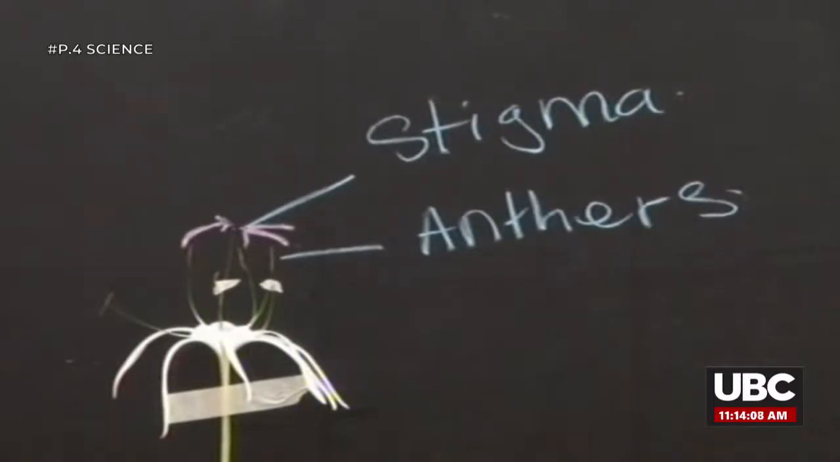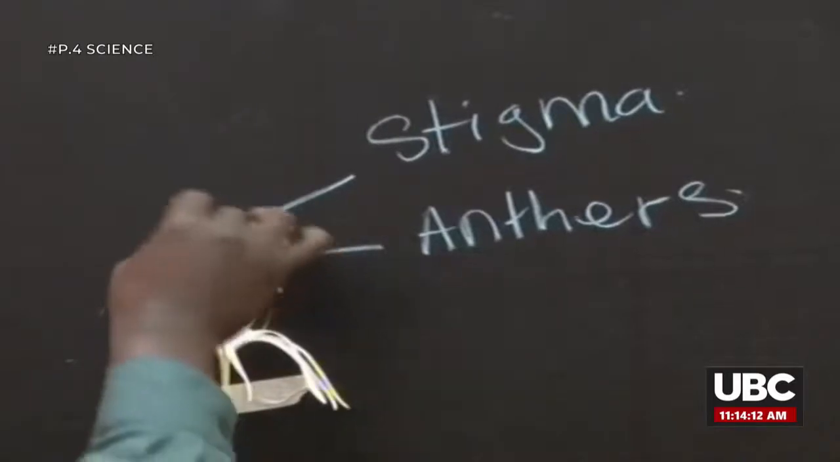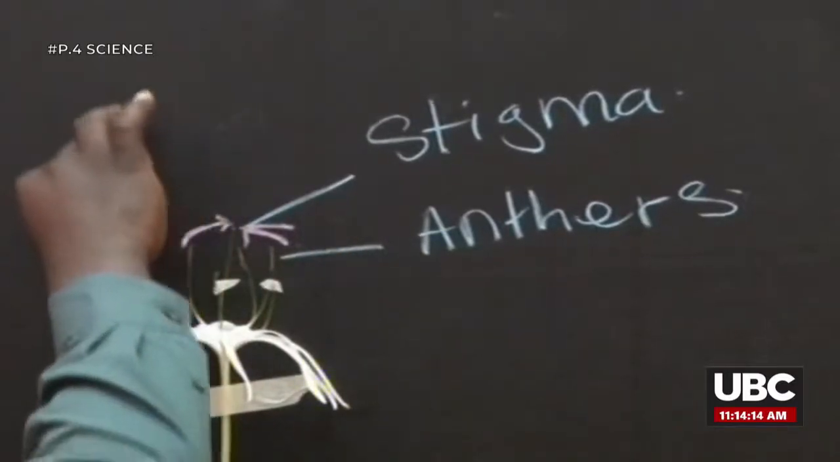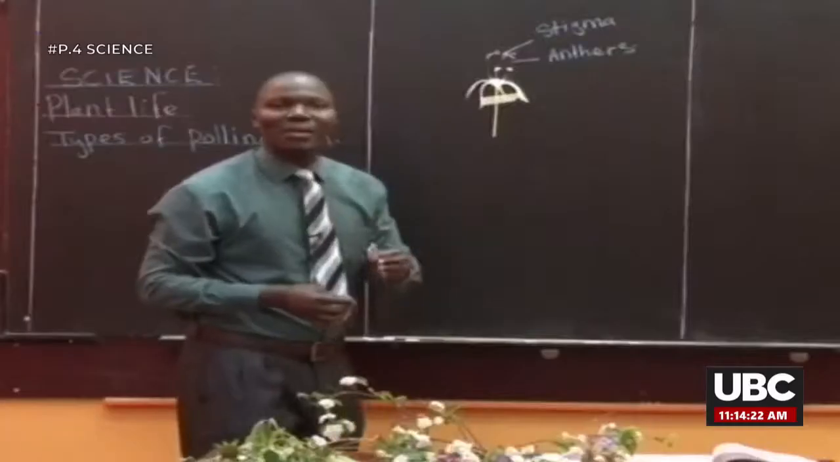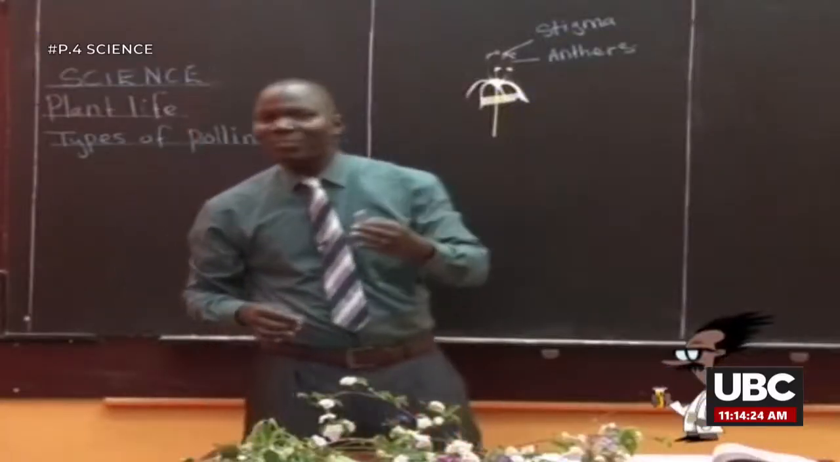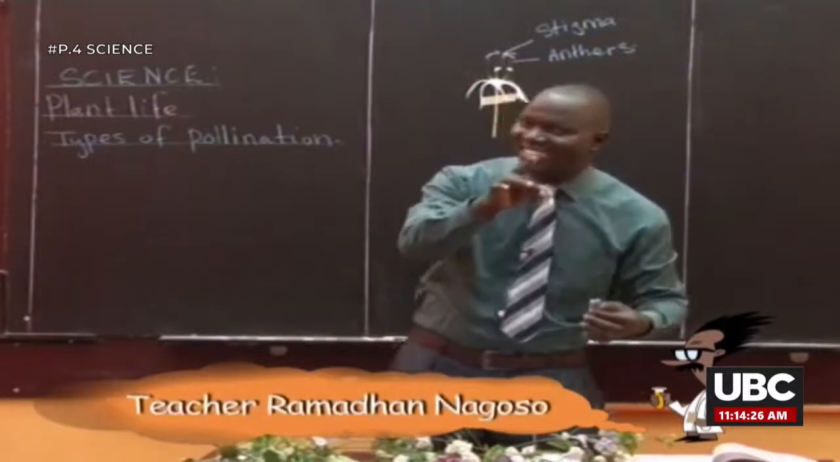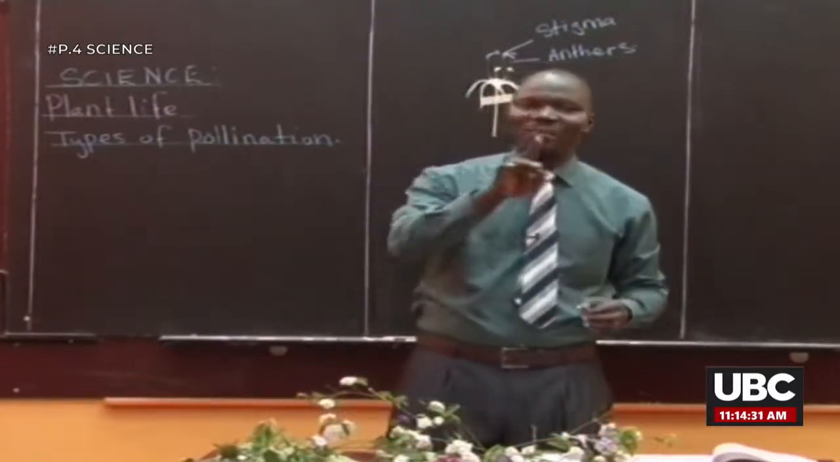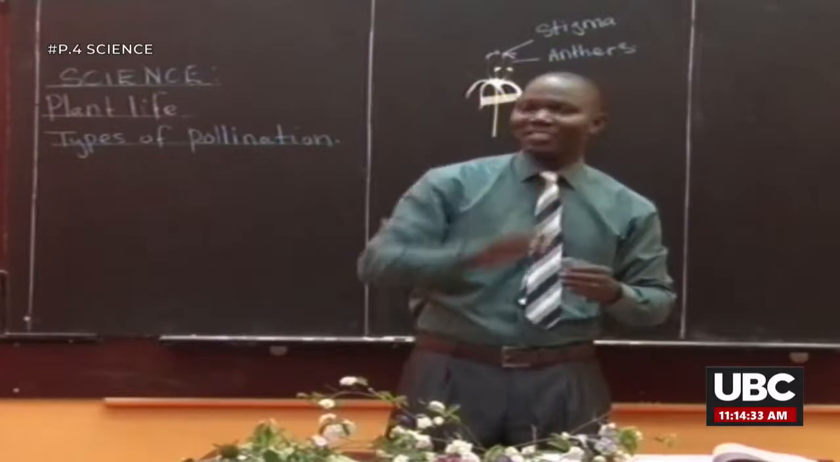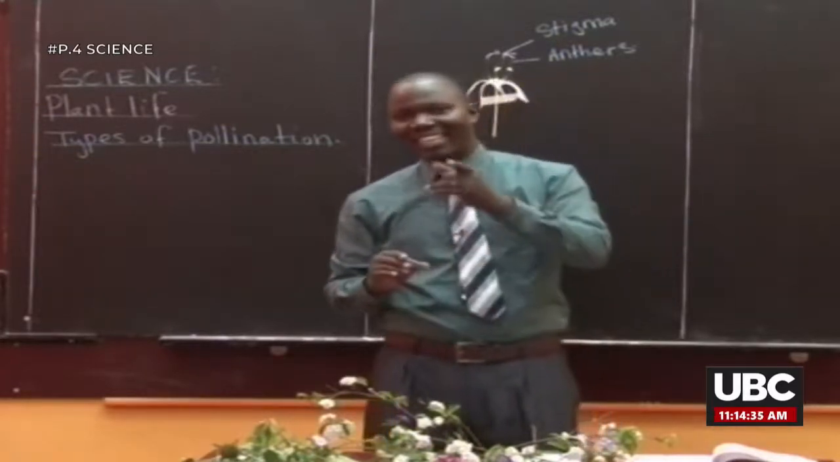This type of pollination, where the pollen is moving from the anthers to the stigma, but of the same flower, has a name. And the question is, do we know the name? Yes, we know the name. We are going for a short break. When we come back, I'll be telling you the name to this type of pollination. Let me see you shortly.